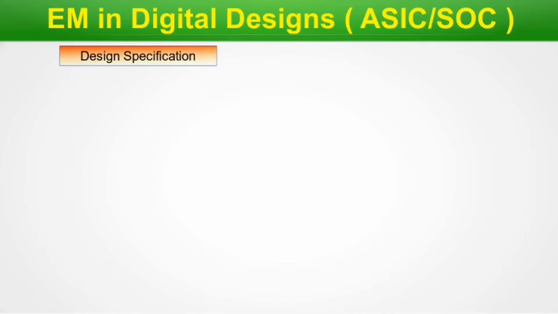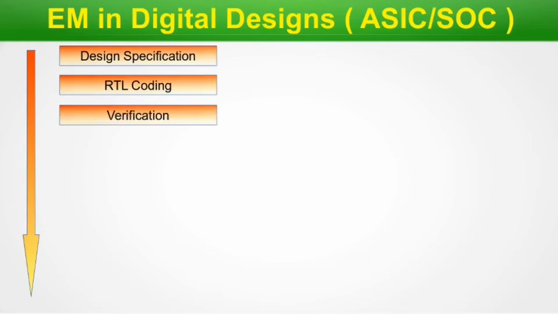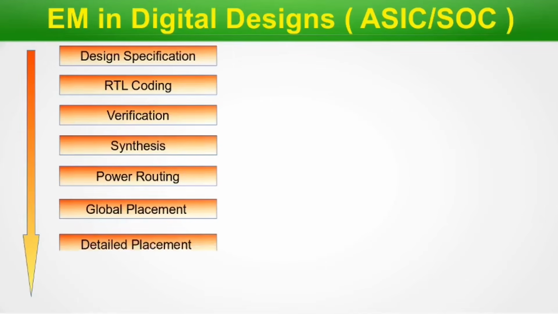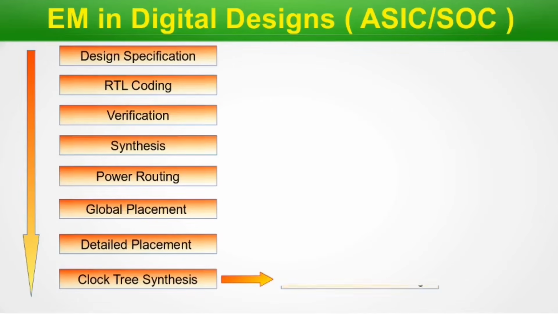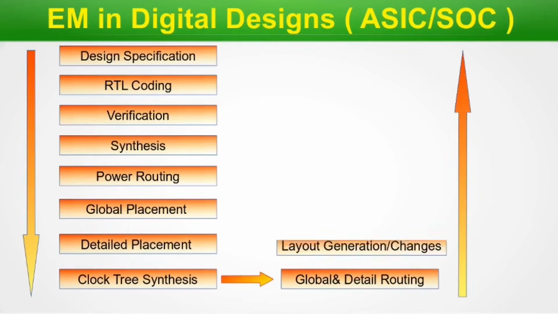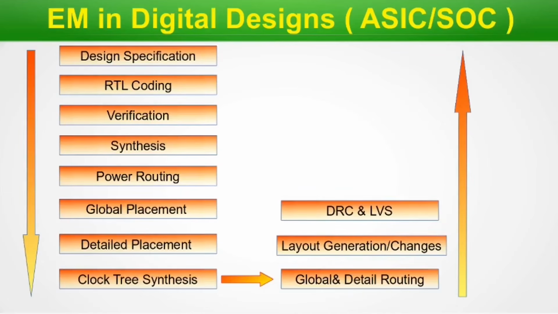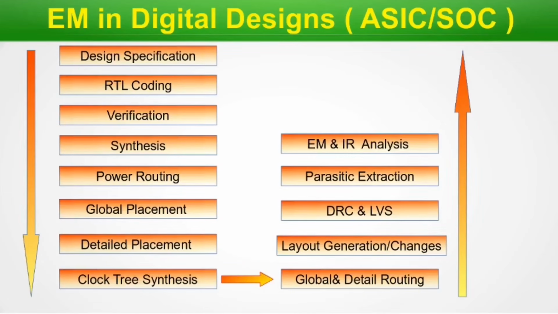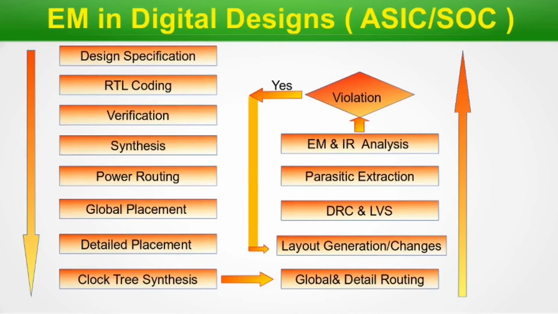So first the design specification, then RTL coding, then verification, this is a functional verification, then synthesis, then the power routing, global placement, detailed placement, clock tree synthesis, then global and detailed routing, then layout generation and changes, then DRC and LVS, then the parasitic extraction, then EM and IR analysis comes. So at this stage, the EM and IR analysis is done. If a violation is reported, we go back to layout generation or changes. This continues until all the violations are corrected. Once there is no violation, we go towards the next steps.